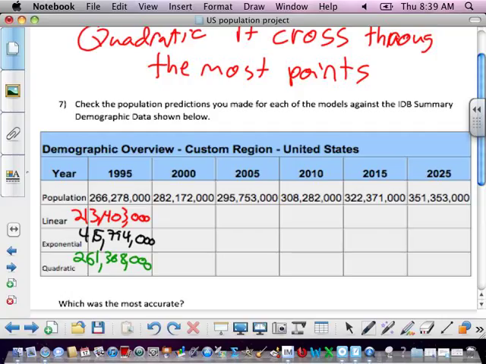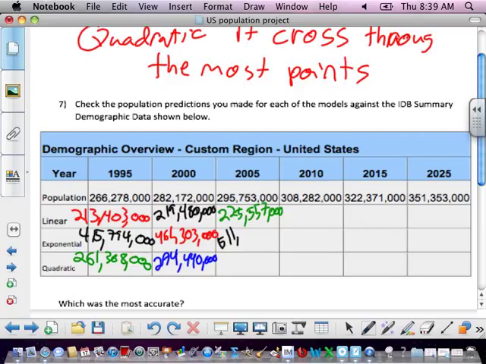For 2,000, we got 219,480,000. For exponential, we have 461,303,000. For quadratic, we have 274,440,000. For 2005, 225,557,000. For exponential, is that helping that they're different colors? 792,511,792,000. And then we've got 287,836,000.